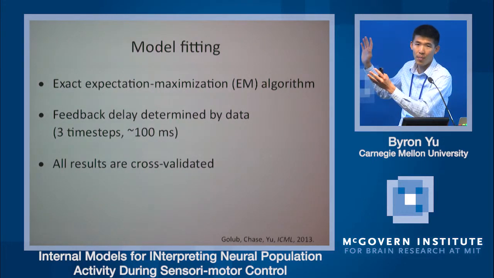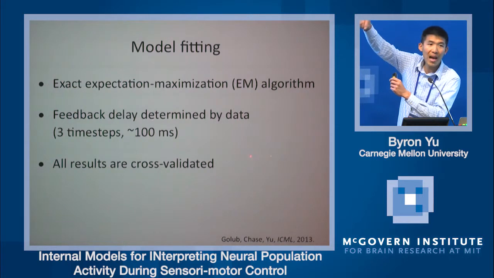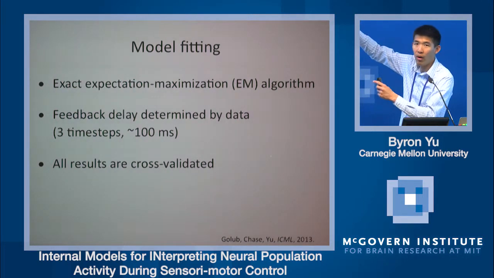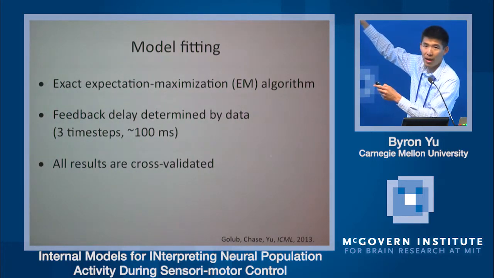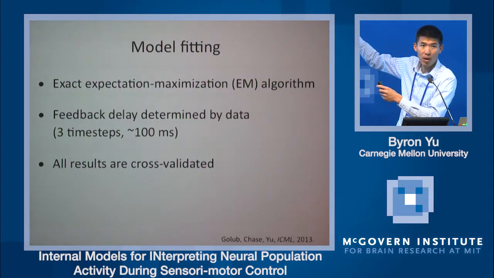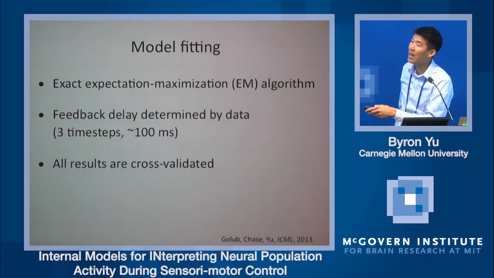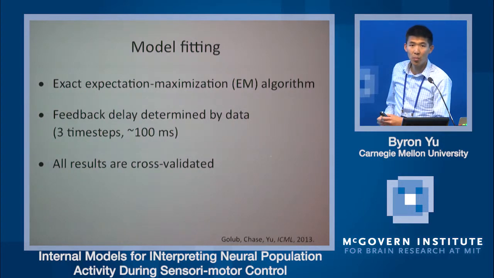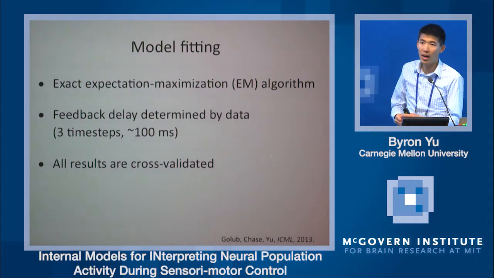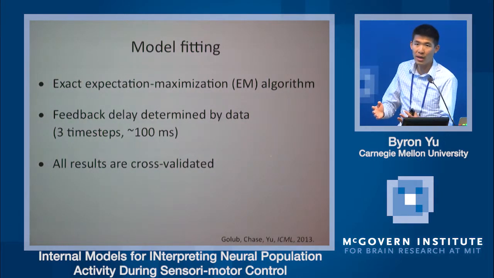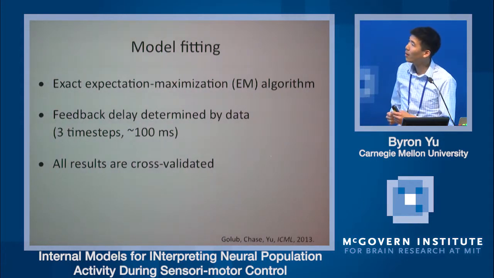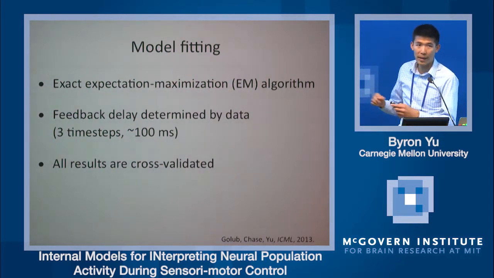So in the picture that I showed you, how many time steps back should we go for this estimation of that whisker to come out? And that's a model selection problem. What we found was that a feedback delay of 3 time steps, which corresponds to approximately 100 milliseconds, was most appropriate for the data. This is consistent with previous studies that show that motor cortex reflects visual input after about 100 milliseconds. And all the results that I'm going to show are cross-validated.